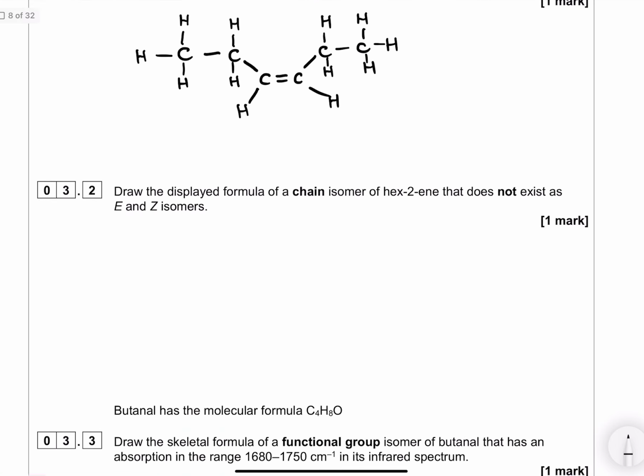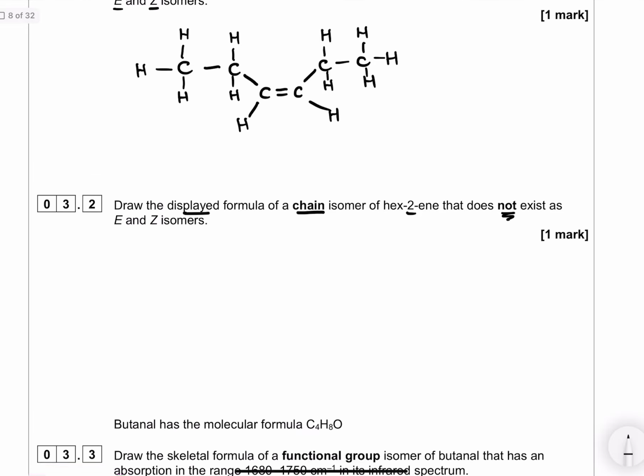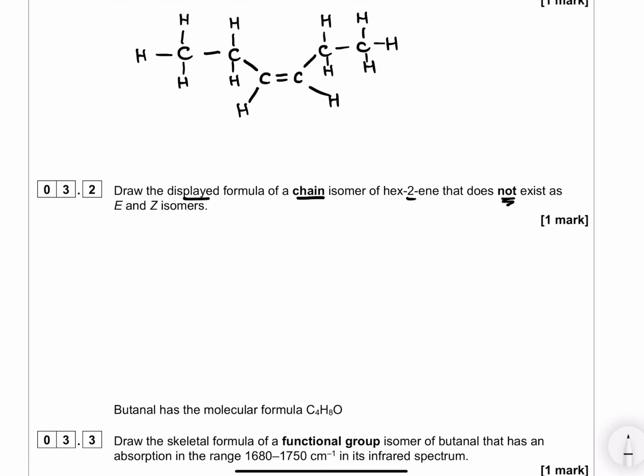Draw the displayed formula of a chain isomer of hex-2-ene that does not exist as E or Z isomers. We're still on displayed. So a chain isomer needs to be like pent. So let's try to do a pent-2-ene. So if we were to do a pent-2-ene, that would be a chain isomer of hex: 1, 2, 3, 4, 5. And then we would need a sixth carbon.